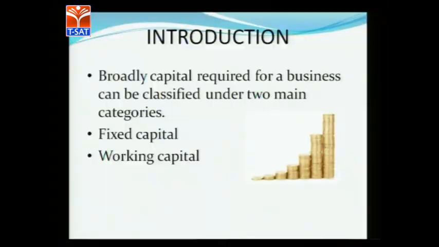Working capital means the investment made in current assets. Current assets are, for example, inventories and bills receivable, etc. Inventories means stock. Stock won't remain the same in every financial year. It will go on changing. So if we see stock, we buy the stock at the start of the business and we make the production. After that, we sell the goods in the market.